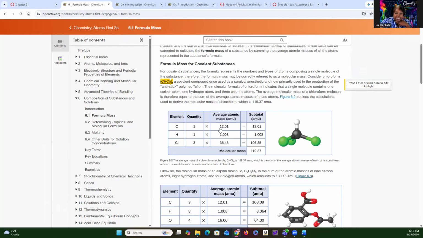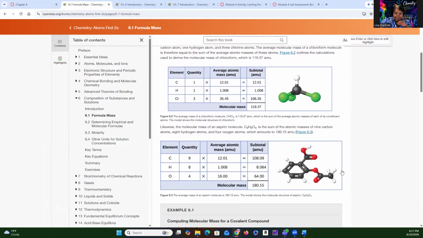So you're going to take each of these numbers, multiply it by the mass we see in the periodic table, and then we get these numbers right here. What we want to do now is add all these numbers up and we get 119.37. We know that we only do 2 decimal places based on the rules of significant figures that we've studied previously. So that's going to be the molecular mass for that compound.